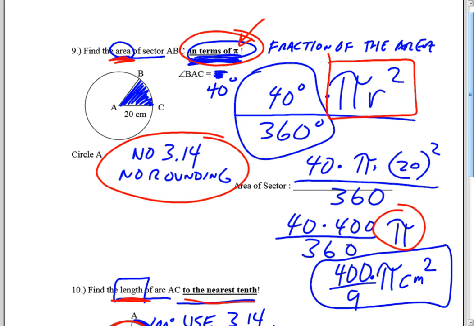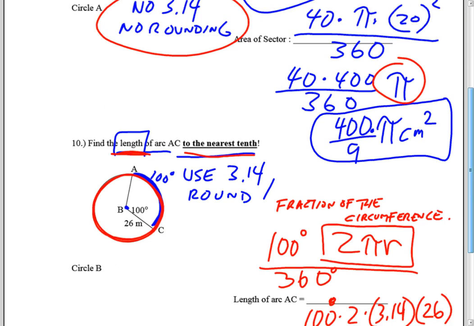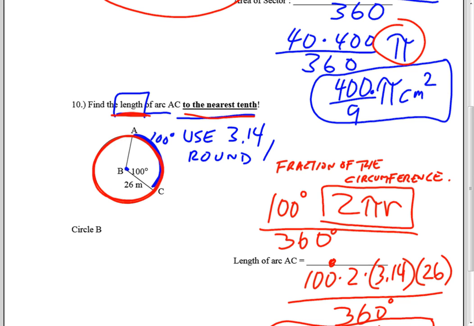Any questions on those two? You already have this. You already know pi r squared. You already know 2 pi r. We're just finding fractions of them using our degrees.